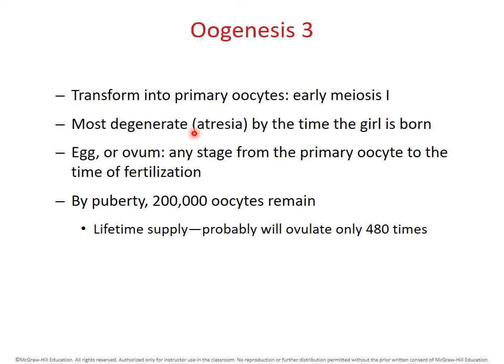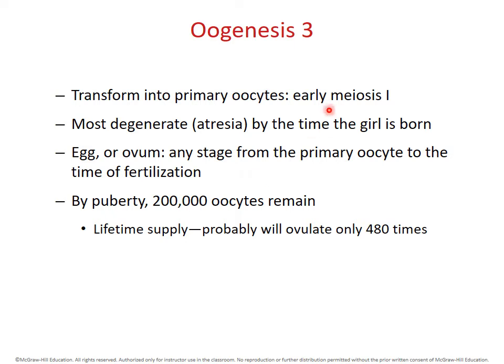All right, so by puberty, how many are left of these primary oocytes that have entered the first stage of meiosis? About 200,000 remain across both ovaries. And again, more than enough that she will need throughout her lifetime. And again, notice the big difference here. Males produce millions of sperm every few days. Females have a lifetime supply of gametes of only about 200,000, of which they're only likely to use about 480 or so. So big differences in the numbers of gametes produced.